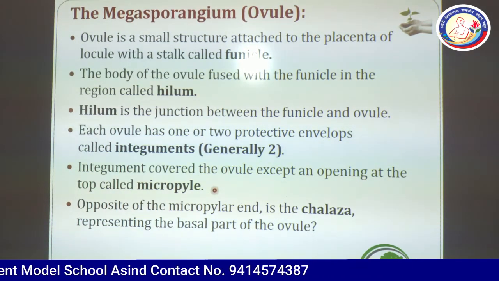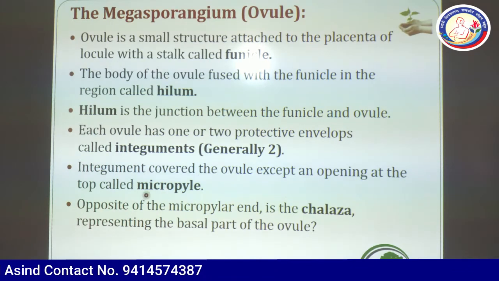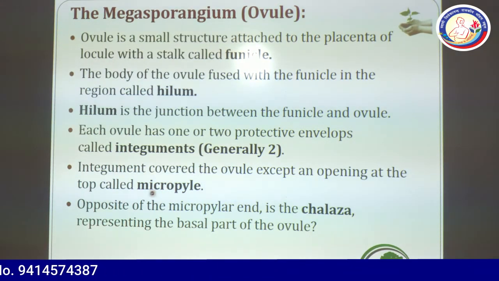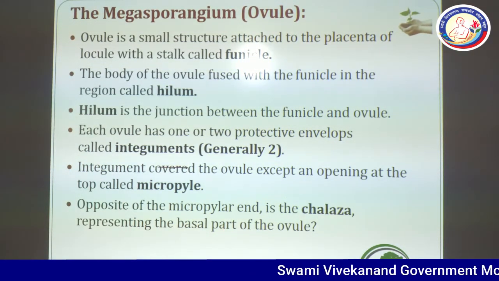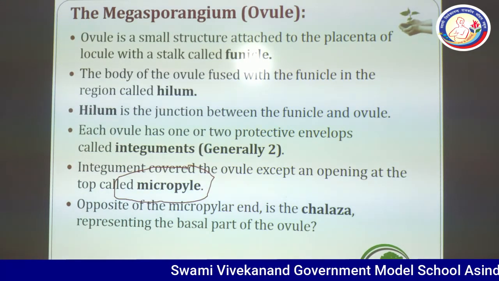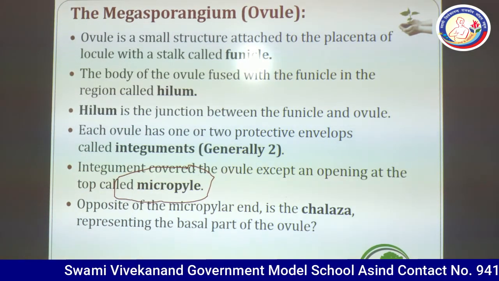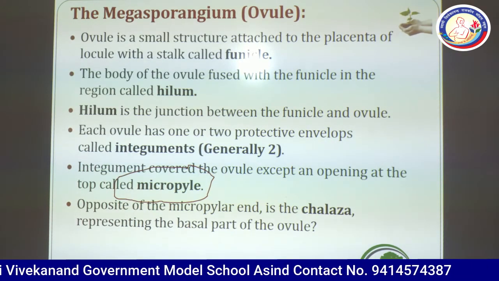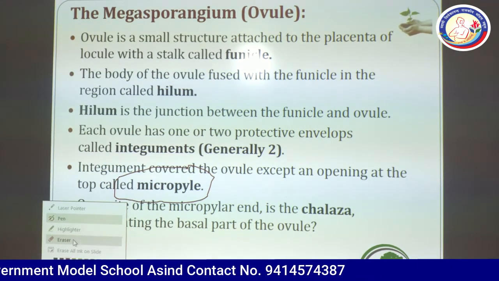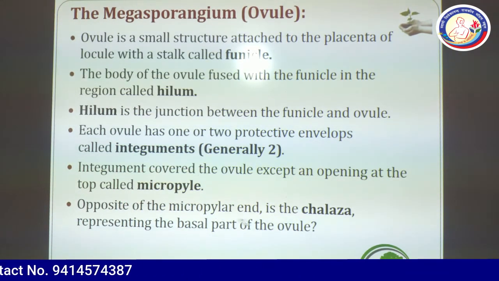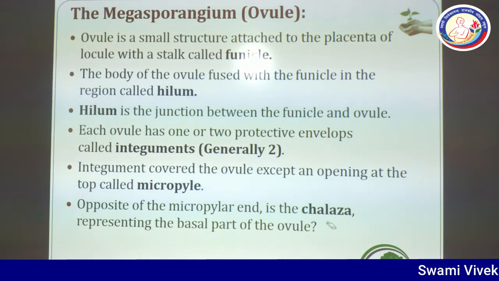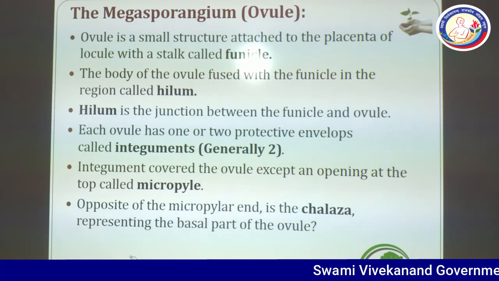So you can see micropyle is the place where integuments are absent. This is the part of the ovule where integuments are absent. So in the next part, opposite the micropylar end, this end is known as chalaza, and it represents the basal part of the ovule.